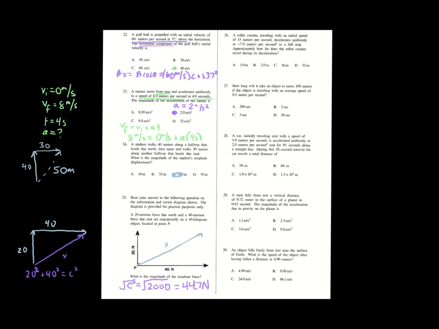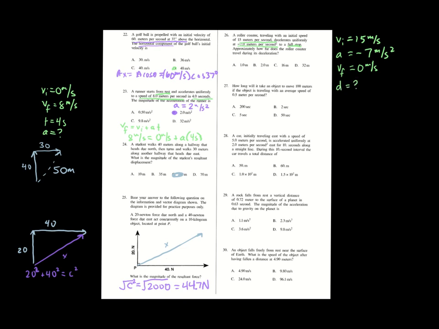A roller coaster traveling with an initial speed of 15 meters per second. Okay, so that Vi is 15 meters per second. Decelerates uniformly at -7 meters per second squared. Notice how that a is negative because we're decelerating, slowing down. Deceleration means we're slowing down, accelerates means we're speeding up, to a full stop. So it's decelerating to a full stop. What does stop mean? Rest. We're not moving. So that Vf is 0 meters per second. Approximately how far does the roller coaster travel during its deceleration?